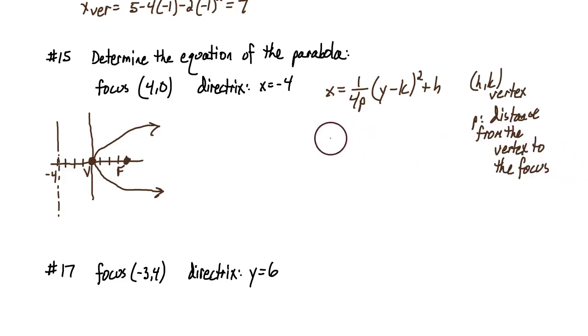Let's make some substitutions. We have x equals 1 over 4 times p. Well, what is the value of p? The distance from the vertex to the focus. It is 4 units. So 4 times 4 is 16. And then y take away 0 squared plus 0. Those zeros don't really do anything, so we can simplify to x equals 1/16 y squared.